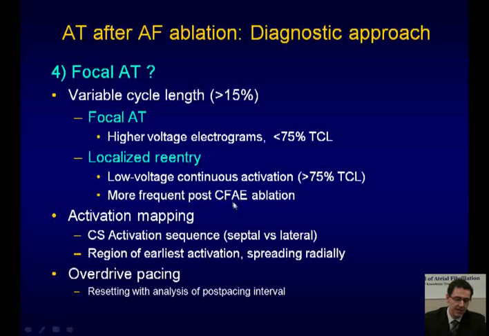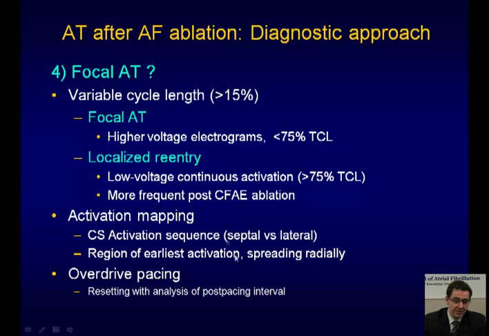The way to map these focal tachycardias is by activation mapping, where you could use the CS activation sequence to guide if the origin is more septal or lateral in the left atrium. These arrhythmias are more frequent in the left atrium than the right, but it's also possible. Then we map the area of earliest activation, and the activation is spreading radially from this area. Overdrive pacing can also be performed, and measurement of post-pacing interval can guide the site of arrhythmia.